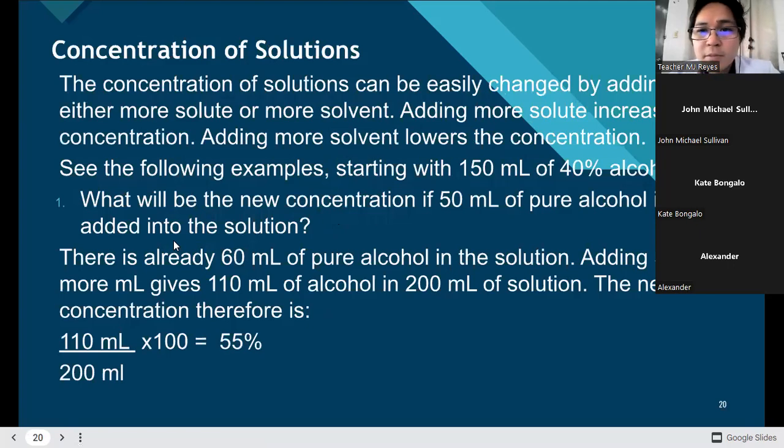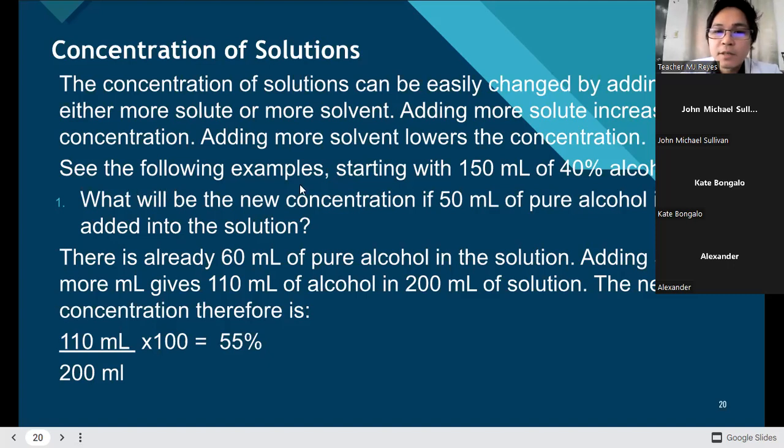Concentrations of solutions can be easily changed by adding either more solute or more solvent. Adding more solute increases the concentration because it has now more solute than solvent. Adding more solvent lowers the concentration, making it a dilute solution.